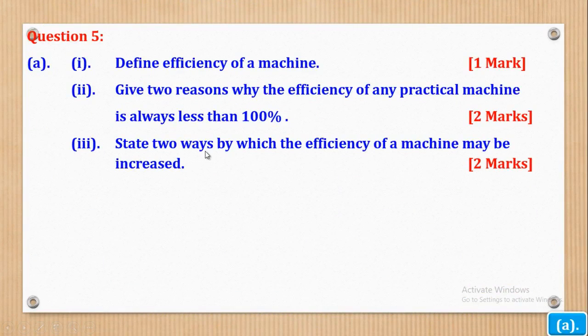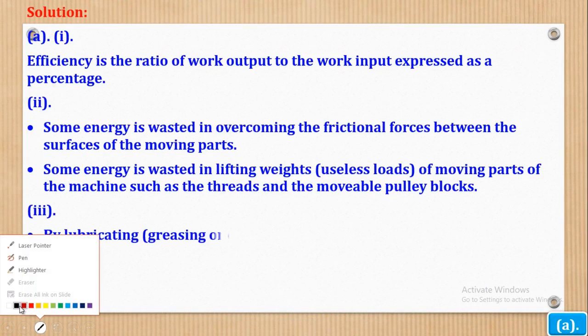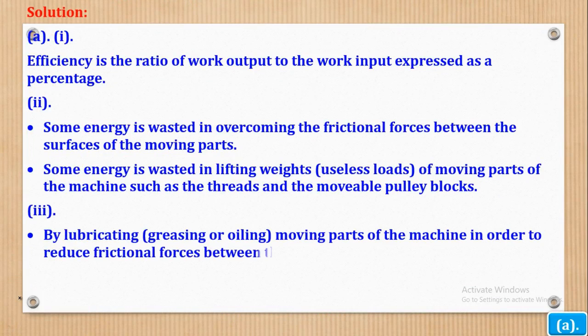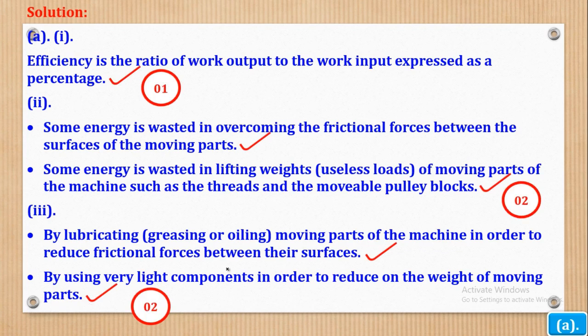Roman 3 says, state 2 ways by which the efficiency of a machine may be increased. So one is by lubricating moving parts of the machine in order to reduce frictional forces between their surfaces. Then 2 is by using very light components in order to reduce the weight of the moving parts. So that's how marks for this slide will be awarded. So now we shall go to part B.